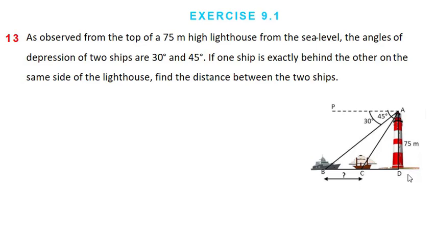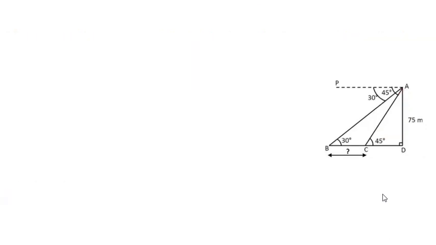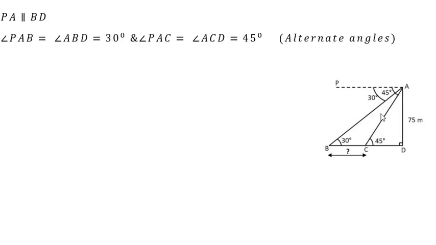The angle of depression is given as 30 degree and 45 degree. So we write whatever is given and what we have to find out. Now here we have to find this BC. Now this PA and this BC or BD, they are parallel. Therefore I will say that angle ABC is equal to 30 degree and angle ACD is equal to 45 degree, by the alternate angle theorem.